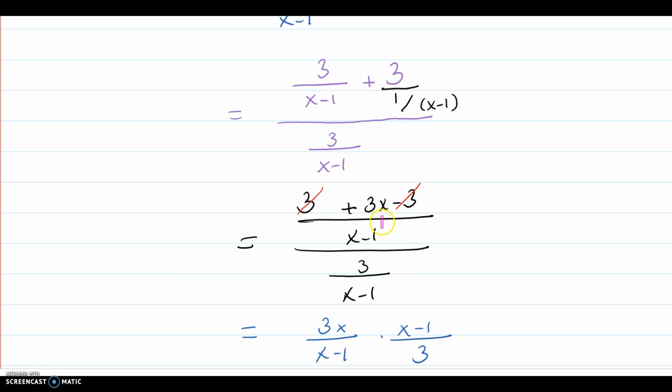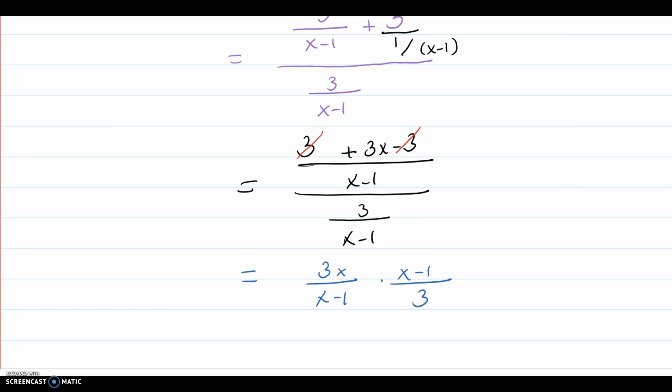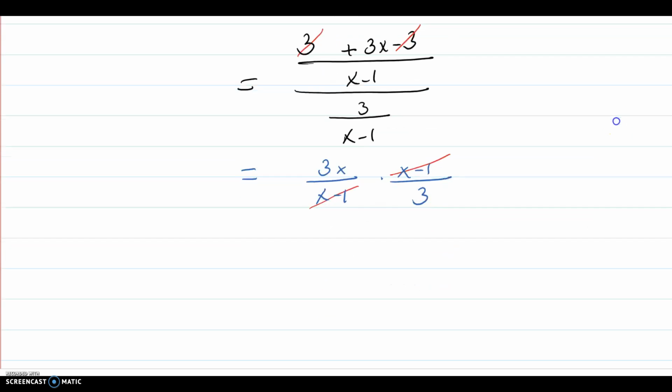So then at this point, I will do keep, change the sign, and flip, right? Multiplication of fractions. Then it is going to give me, I will keep the first term, change the sign to multiplication, and flip the bottom term. Then at this point, this 3 will simplify, this x minus 1 will simplify, and we are going to end up with f inverse of f of x will be equal to x.